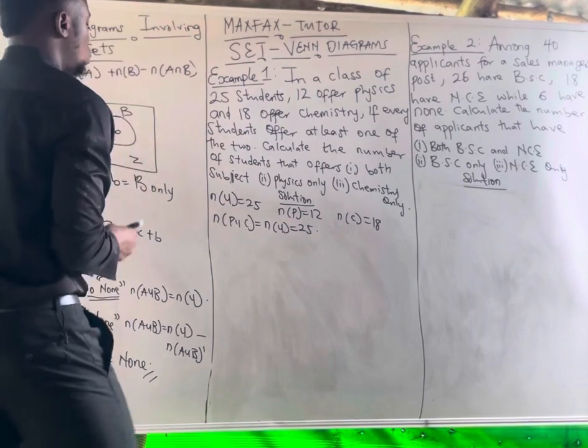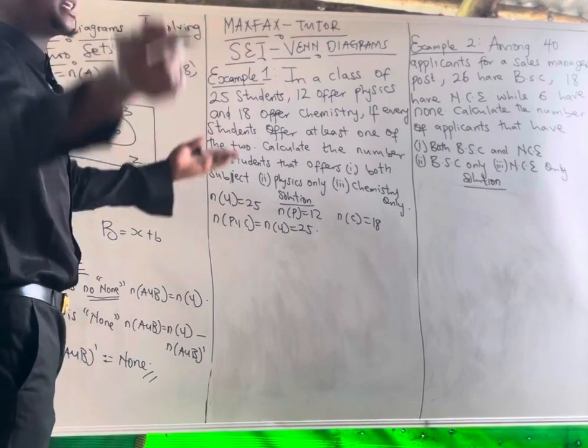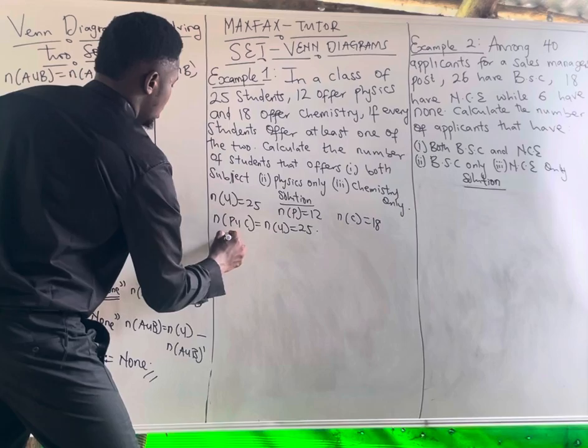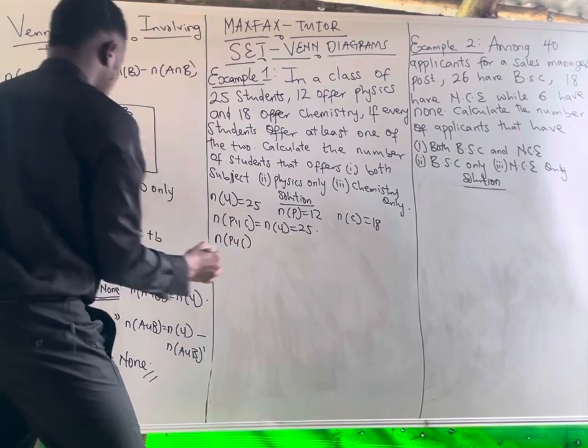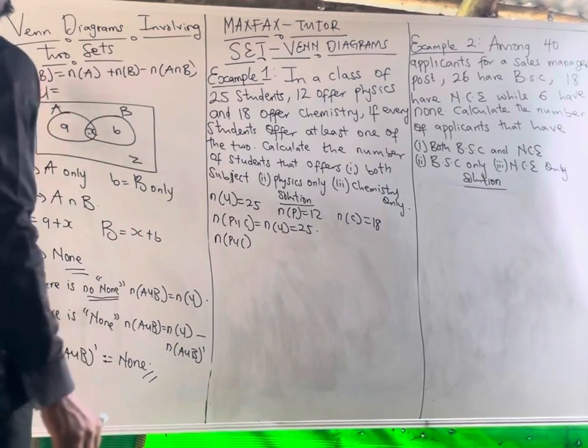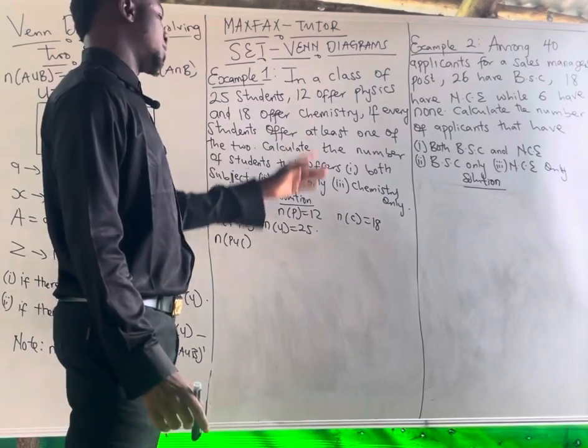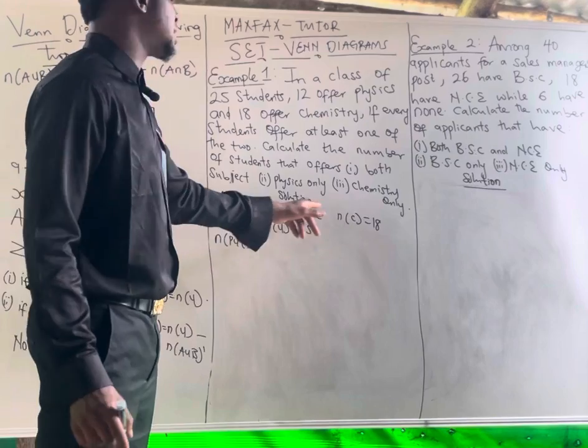So guys, we are going to use the formula. Just remember the general formula, that is N(P union C). You know that in the general formula given to you here, we were representing the first set as A and the second set as B. But in this particular question, the first set is physics, P, and the second set is C.